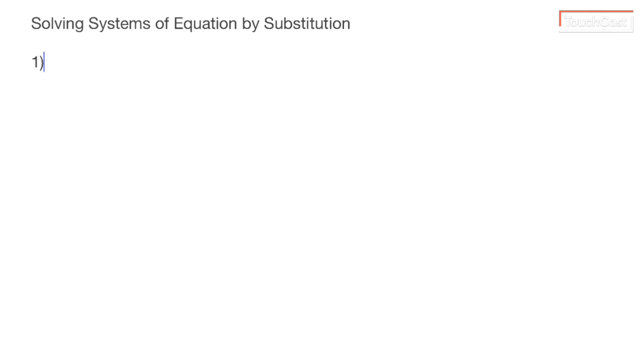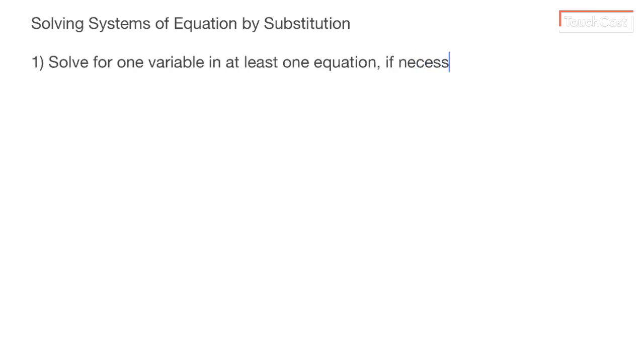There's 5 steps we're going to use when doing this method. And the first one is we are going to solve for one variable in at least one equation. And this step is not always necessary, so we're going to say this step is only needed if necessary.